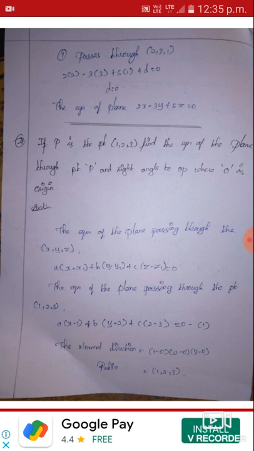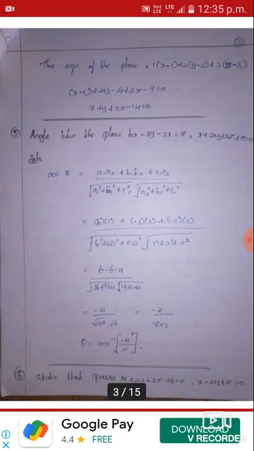The equation of the plane passing through the point 1, 2, 3 means we have to substitute for x1, y1 and z1. The normal directional ratios are 1 minus 0, 2 minus 0 and 3 minus 0. We get 1, 2, 3. We substitute in the equation: 1 into x minus 1 plus 2 into y minus 2 plus 3 into z minus 3. We get the plane x plus 2y plus 3z minus 14 equal to 0.